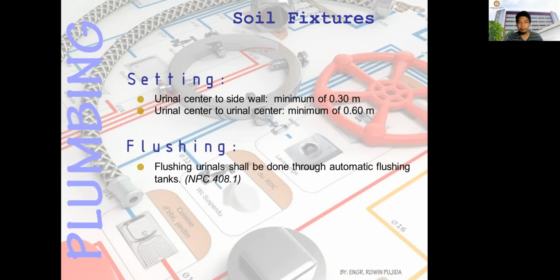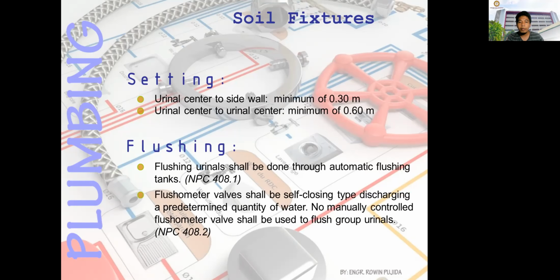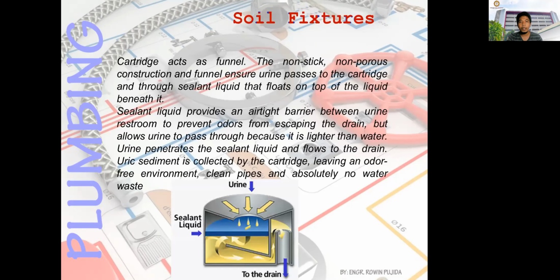Okay, flushing of urinals shall be done through automatic flushing tanks. Like in malls, they have the automatic flushing tank, and also they have automatic urinal flush. Okay, and then the flushometer valve shall be self-closing type, discharging a predetermined quantity of water. No manually controlled flushometer valve shall be used to flush group urinals. So this is found in the National Plumbing Code section 408.2.